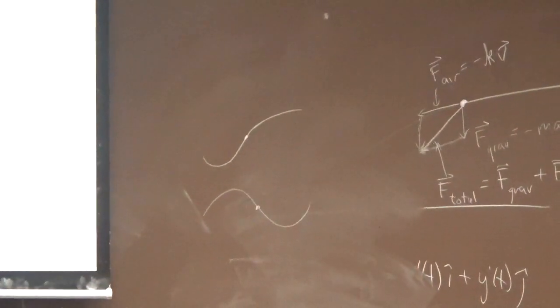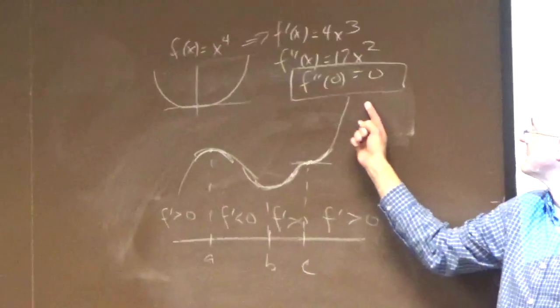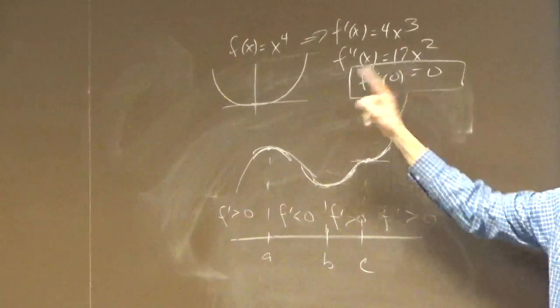Coming back to this picture over here, this is an example where the second derivative does not change sign at the place where it's 0. There's actually no inflection point at the origin.